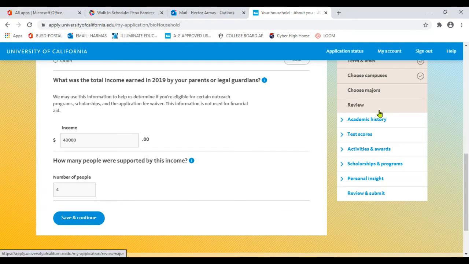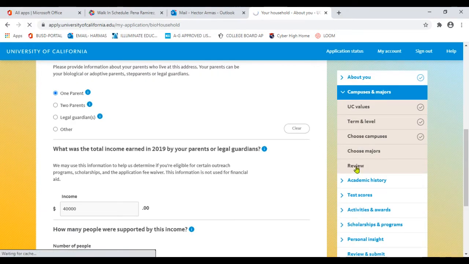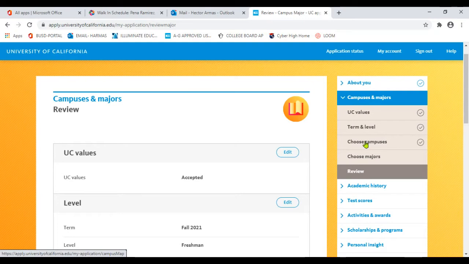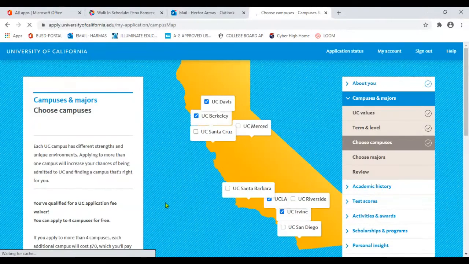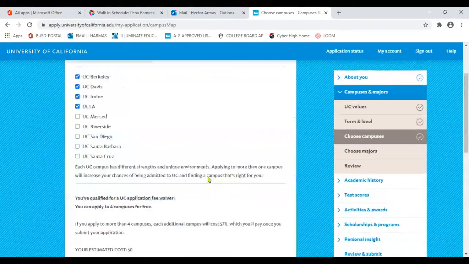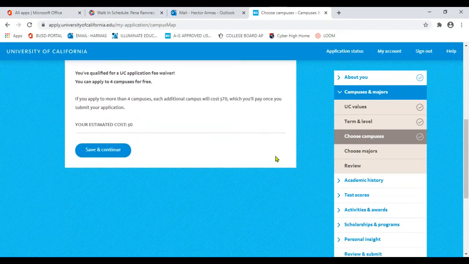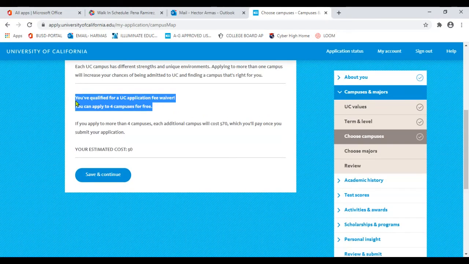So then where it says choose campuses, click on campuses. Thank you. Okay, a little bit lower. Okay, you see right here, students, where it says you've qualified for a UC application fee waiver. You can apply to 4 campuses. So on there where it says choose campuses, it will let you know whether you qualified for that fee waiver and whether you will be charged the $70 or not.